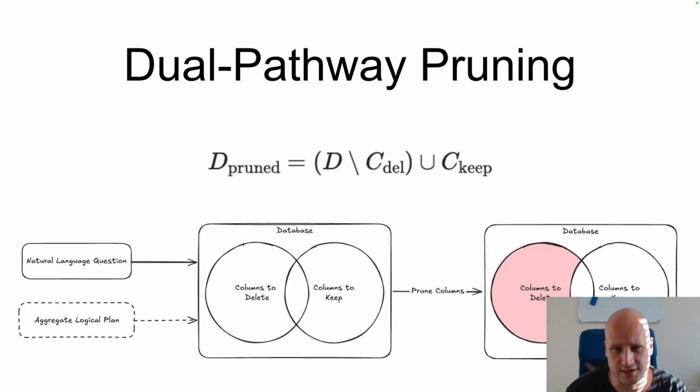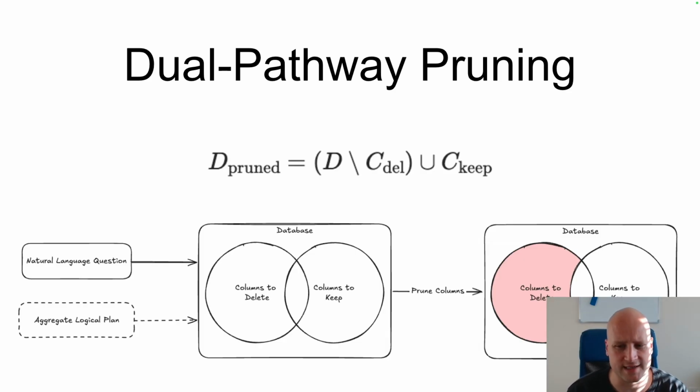Another way of visualizing this is using a Venn diagram. If you look at the flow of information on the screen, we start with a natural language question, and if we want, we can also add an aggregate logical plan, as this will help the LLM make a decision as to what is relevant and what isn't relevant. The deletion set and the preservation set may have tables or columns in common, and that's the overlap in the Venn diagram in the middle of this flow.